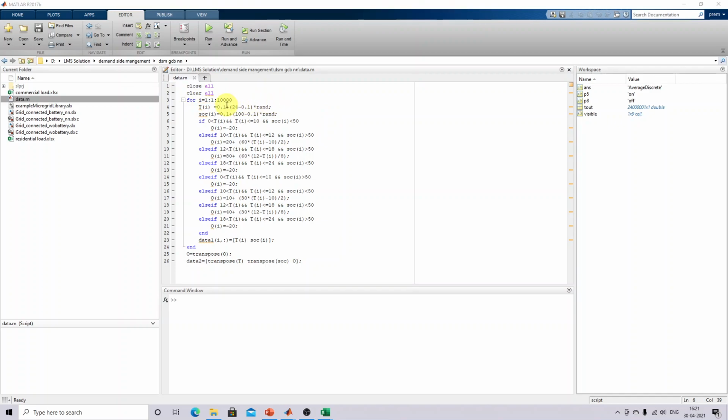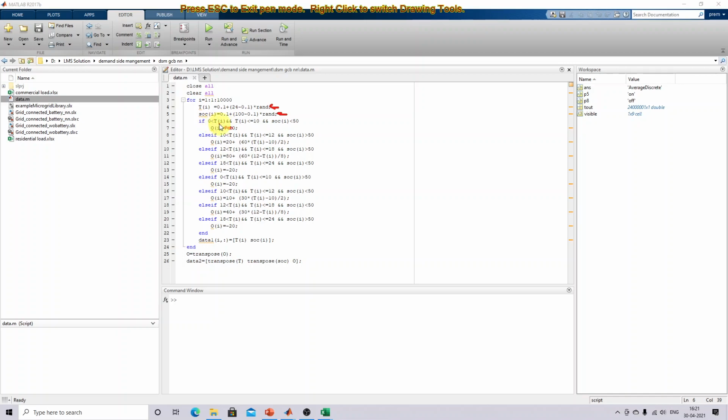1,000 data I'm going to generate, so 10,000 data, and then I'm going to randomly generate the time of the day by using this equation. And SOC is also randomly generated by means of this equation. After that, I'm going to fix the command for the battery based upon the time.